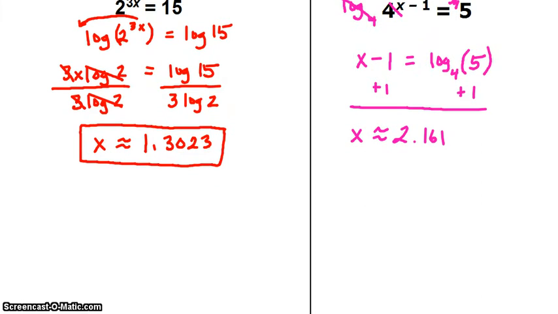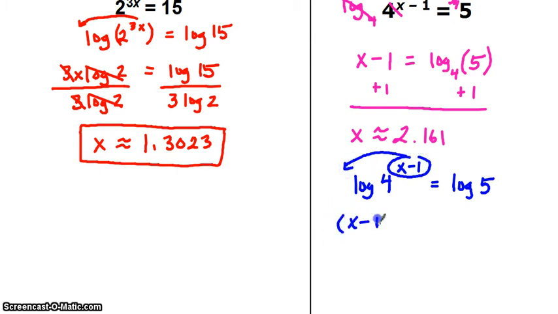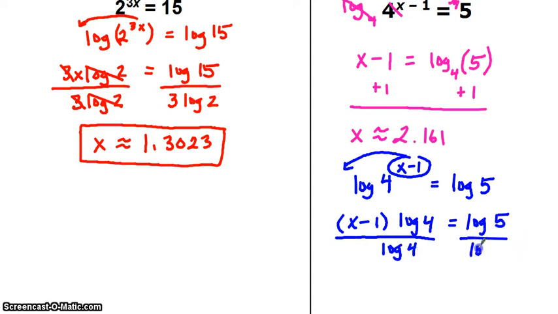All right, now just so you can see that they are the same thing, let's do this the way I showed you on the last problem. So what if I just took the common log of 4 to the x minus 1 and common log of 5? Okay, well, we take the x minus 1 and move it to the front. Okay, then we would divide by log of 4. All right, we have x minus 1 equals log 5 over log 4. And then we'd add 1.